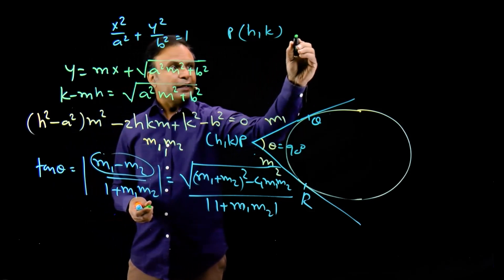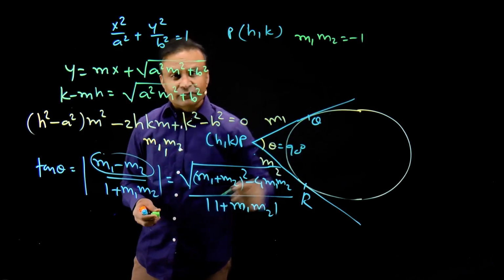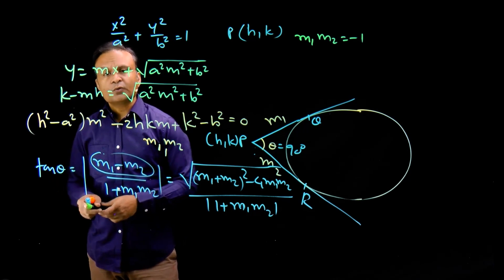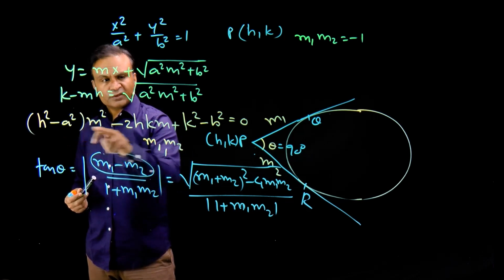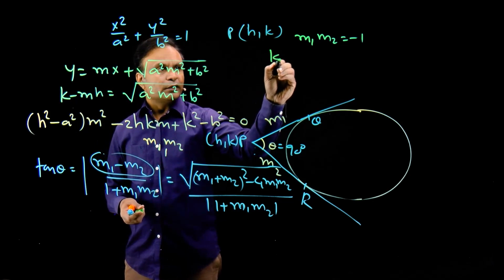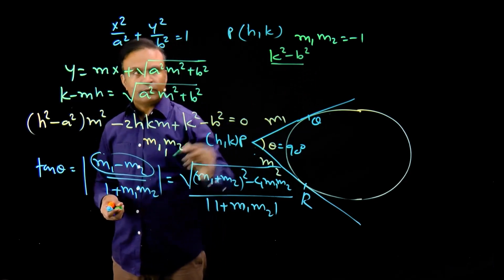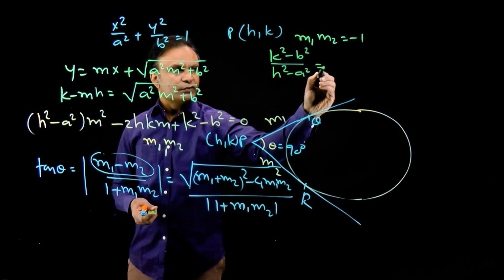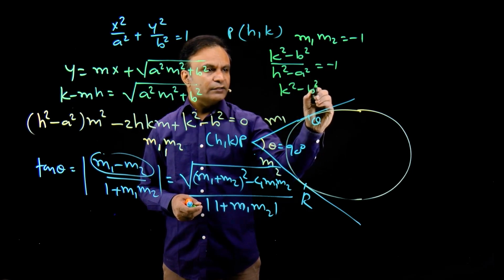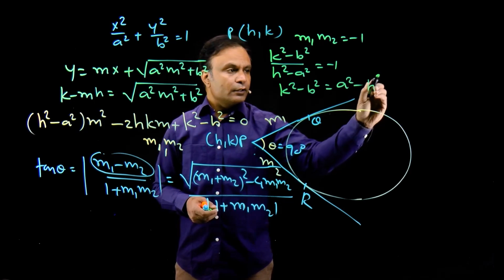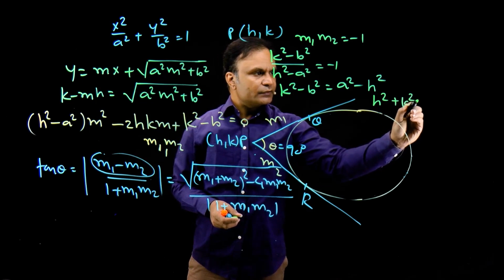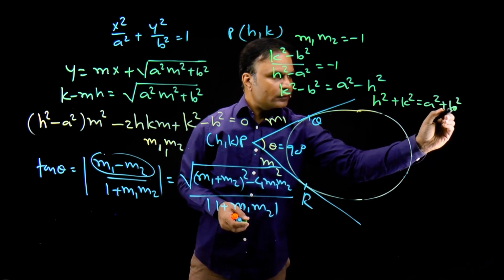At that time the product m1 m2 will be minus 1. When the lines are perpendicular, the product of their slopes is minus 1. Now from this equation, what is m1 m2? m1 m2 means product of roots, that is k square minus b square upon h square minus a square is equal to minus 1. So we have k square minus b square is equal to a square minus h square. So we have h square plus k square is equal to a square plus b square.